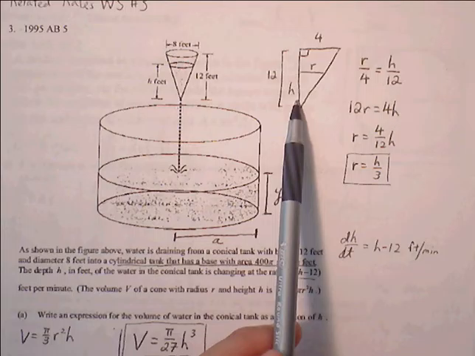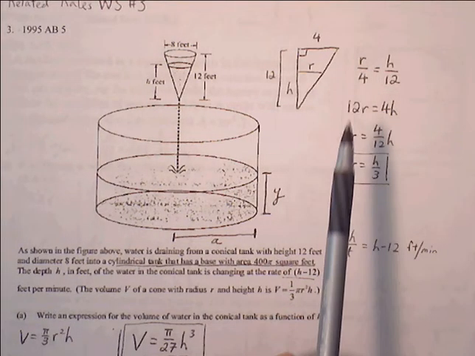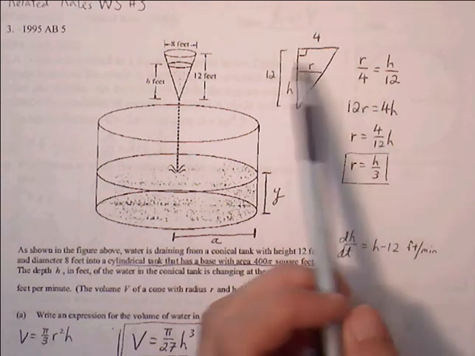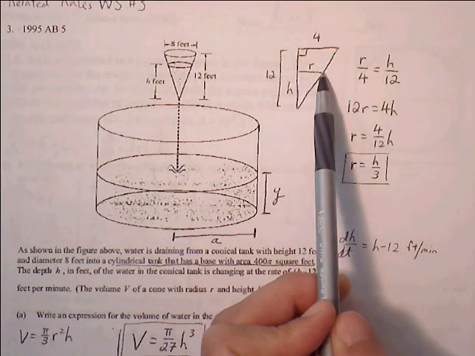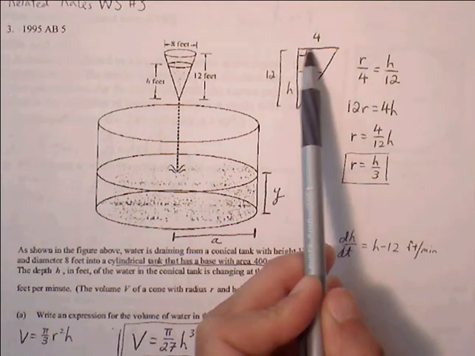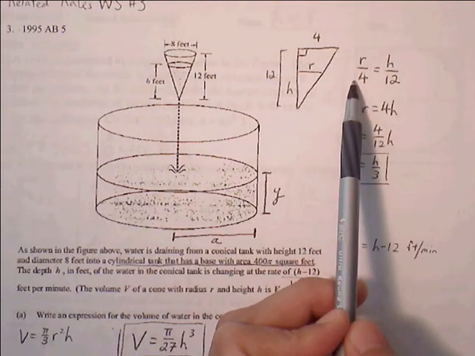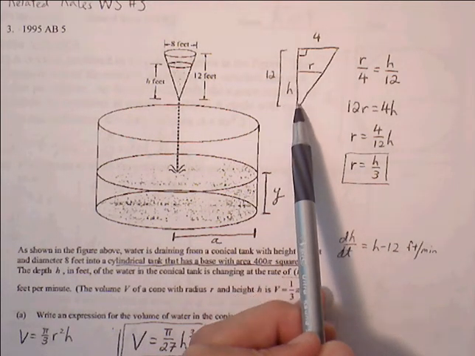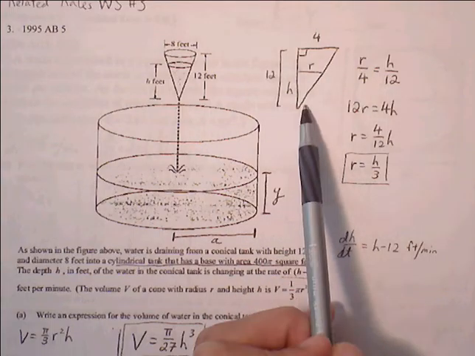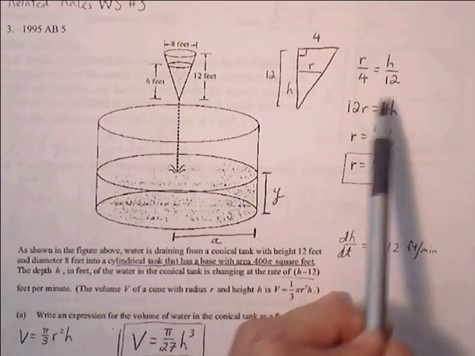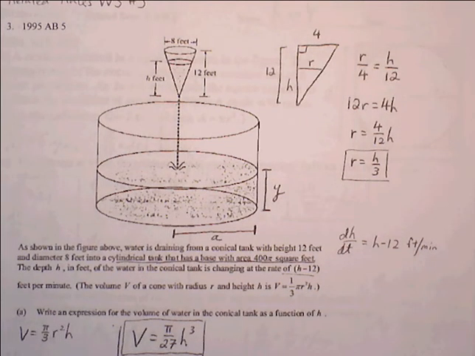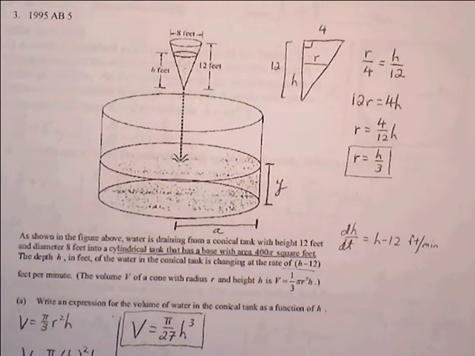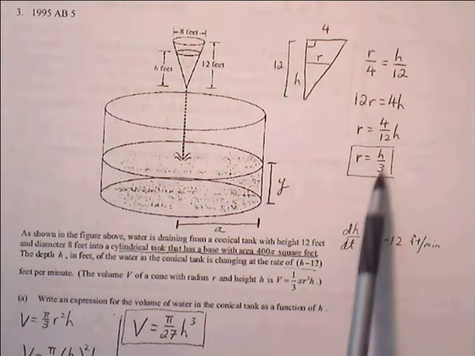So we're going to set up a proportion to relate radius and height. So we can say the radius of the small triangle is to the radius of the large triangle, r over 4, as the height of the small triangle is to the height of the large triangle, so h over 12. If we do cross product, we get 12r equals 4h. Solve for r, r is equal to 4 over 12 h, or h over 3. So now we have something that we can replace r with.